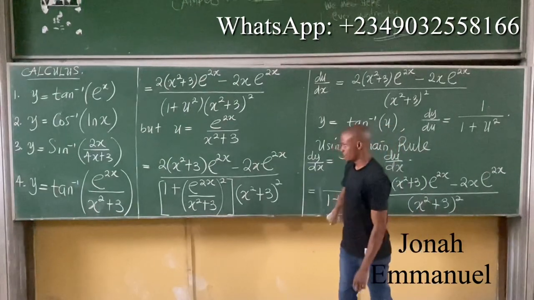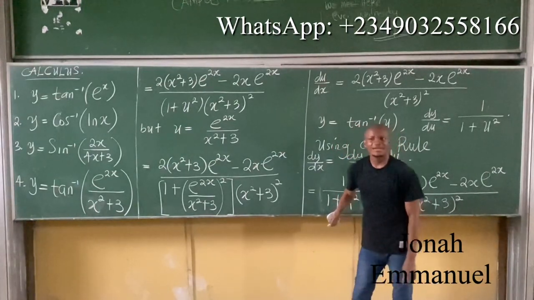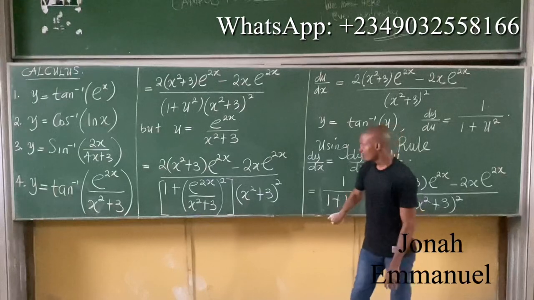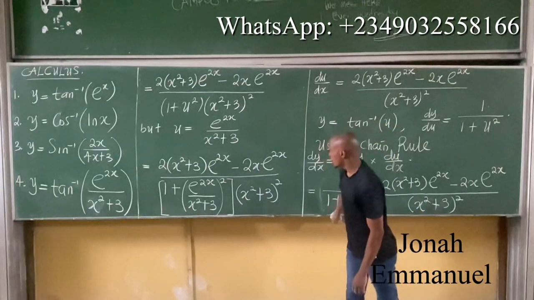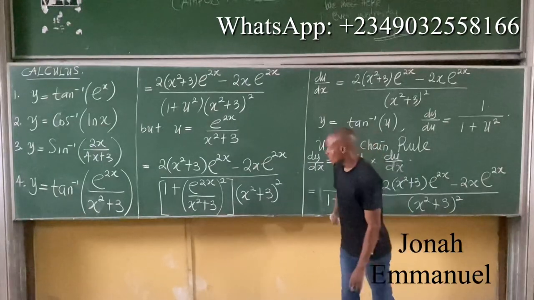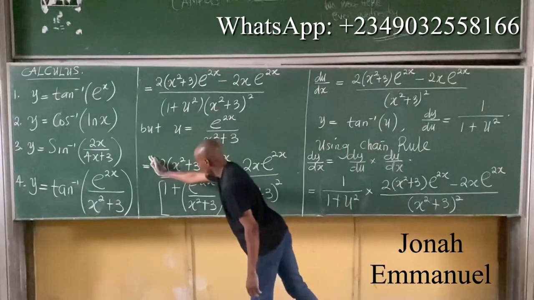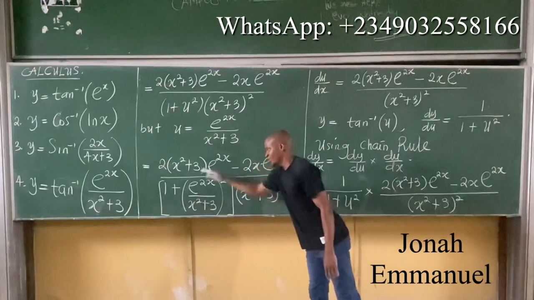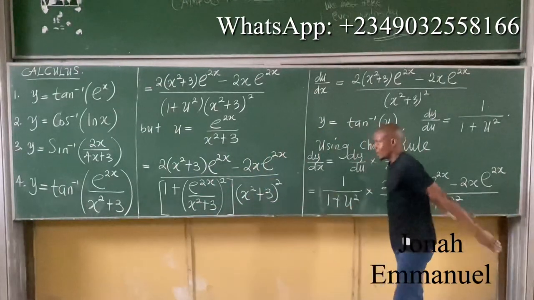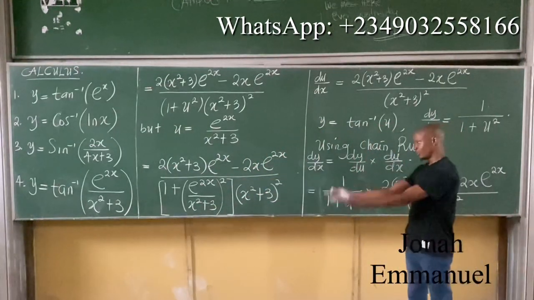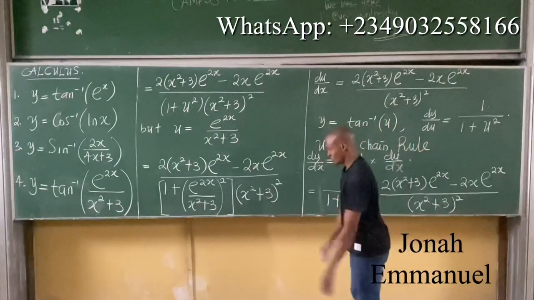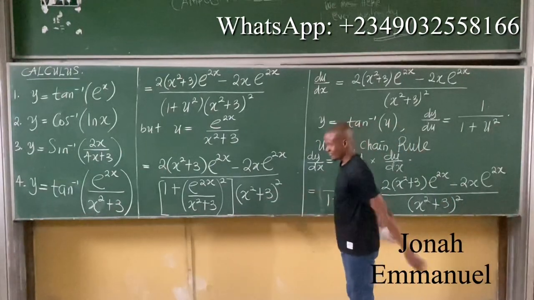2 exponential 2x. Sorry, 2 exponential 2x. Okay. That's you factorizing this one here. So how do we deal with this one here? Well, if you stop here, you're not wrong. But then, you shouldn't, should you?